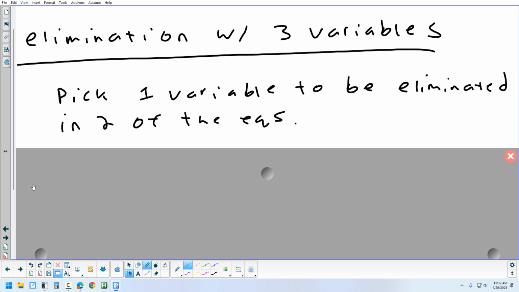So I'll put the steps down, and then we'll try to go through them. Now you're going to have a lot of choices. You're going to have 3 equations. You're going to pick a variable to eliminate in 2 of them. So you could eliminate, say, x in equations 1 and 2. You could eliminate x in equations 2 and 3. Or you could eliminate x in 1 and 3. And then you could make all those same choices for y. So you're going to have 9 options for the first step. Chances are, 1 out of those 9 options is going to result in a nicer pathway to solve the problem.